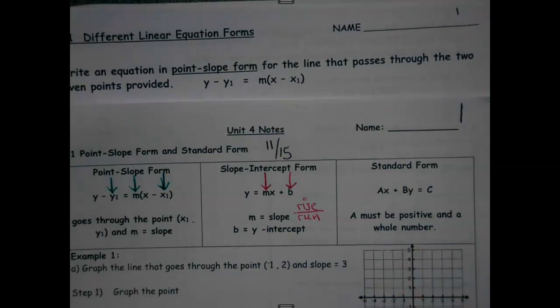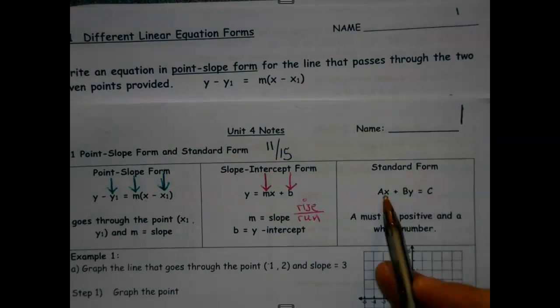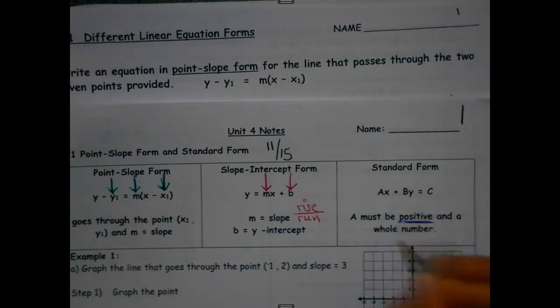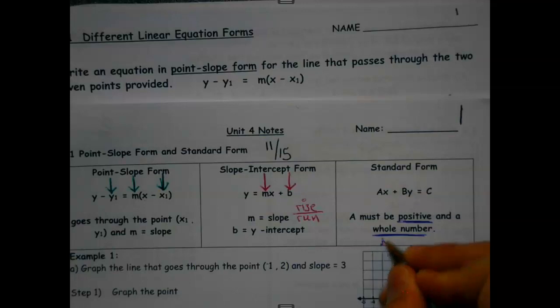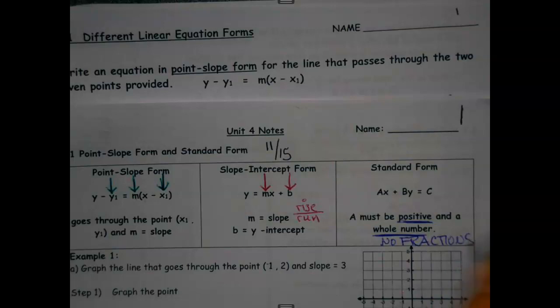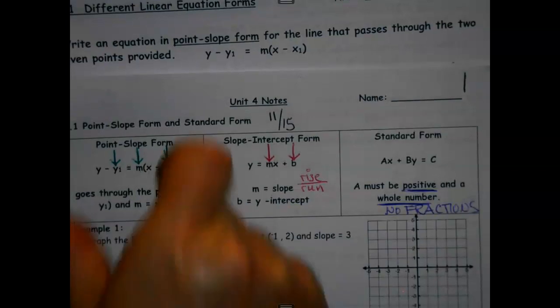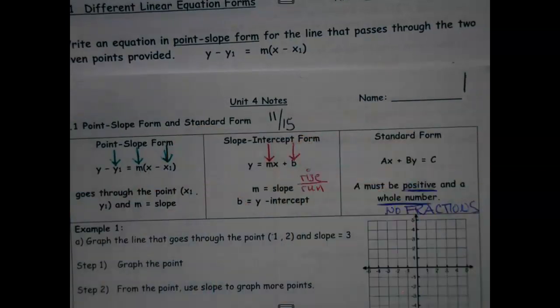Standard form we're not really going to talk about today, but I'll mention it just in passing right now. This is when we put the x and the y on the same side. That's all this is saying. A and B is just a number. A, the number in front of x must be positive and a whole number. So no fractions when we're dealing with standard form. And so like I said, we're going to take these basically one at a time, and then we're going to start seeing how they all come together and relate to each other as we work through these.